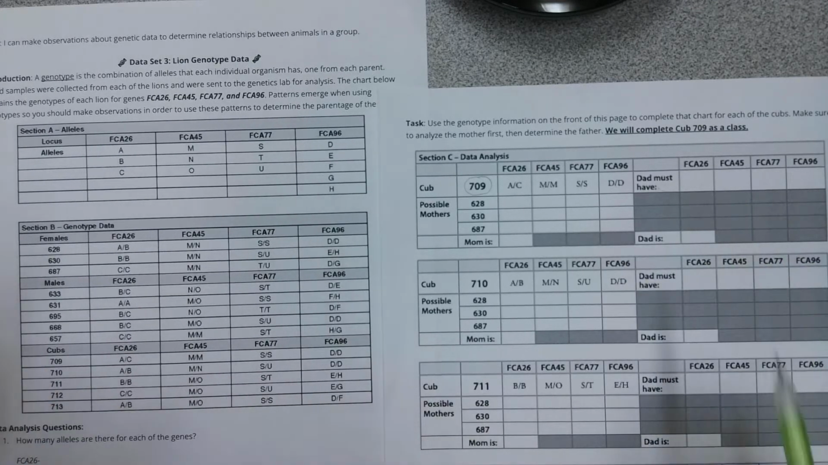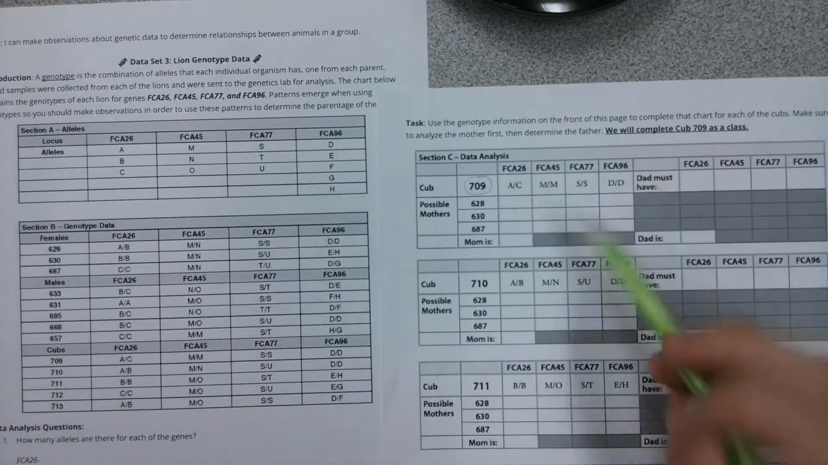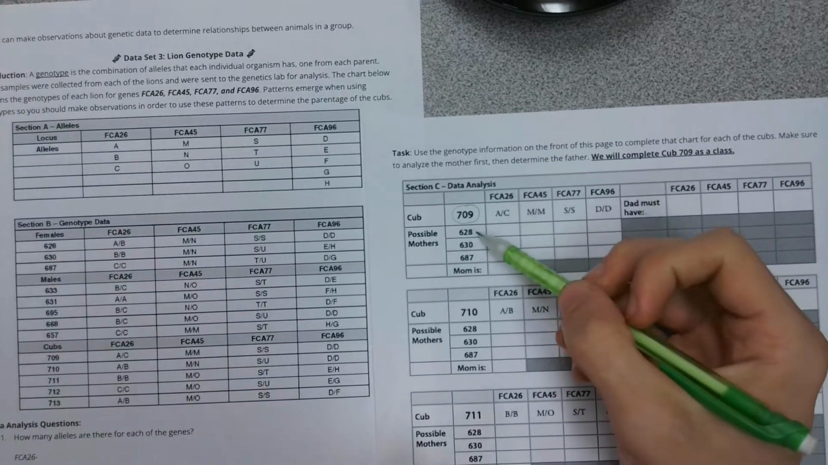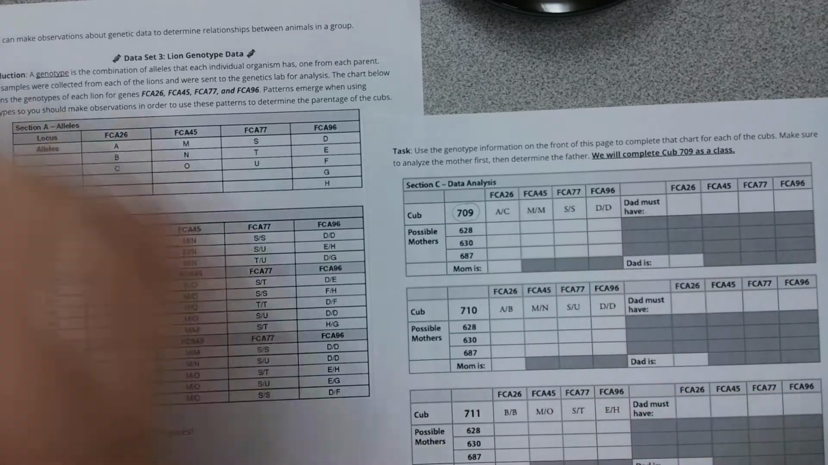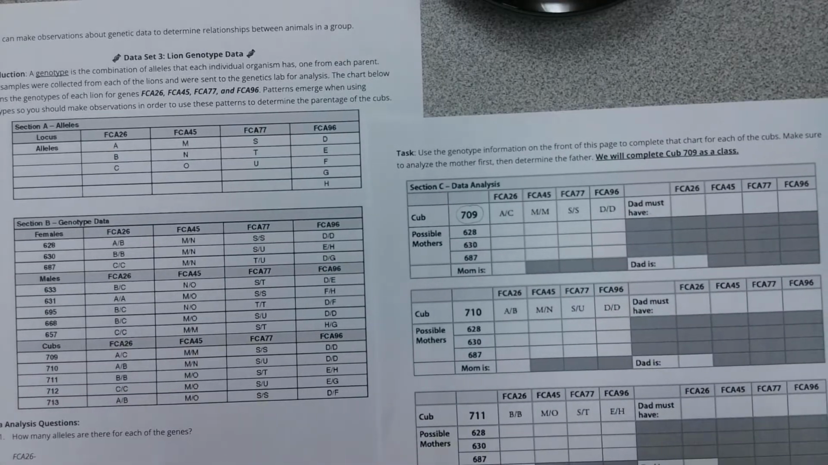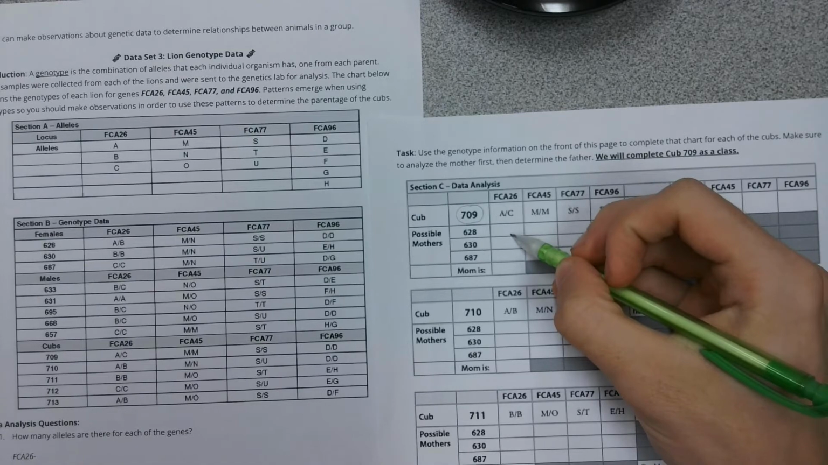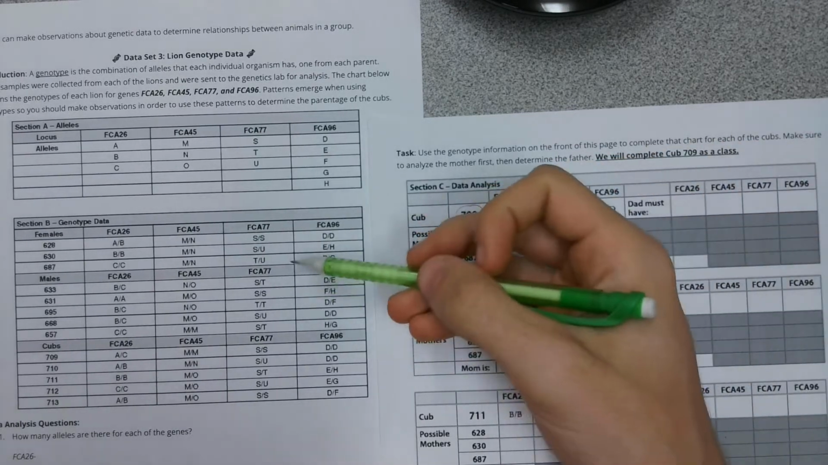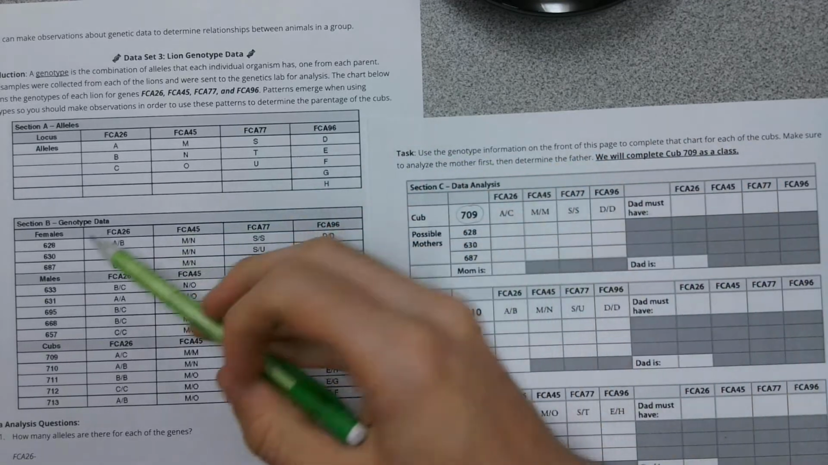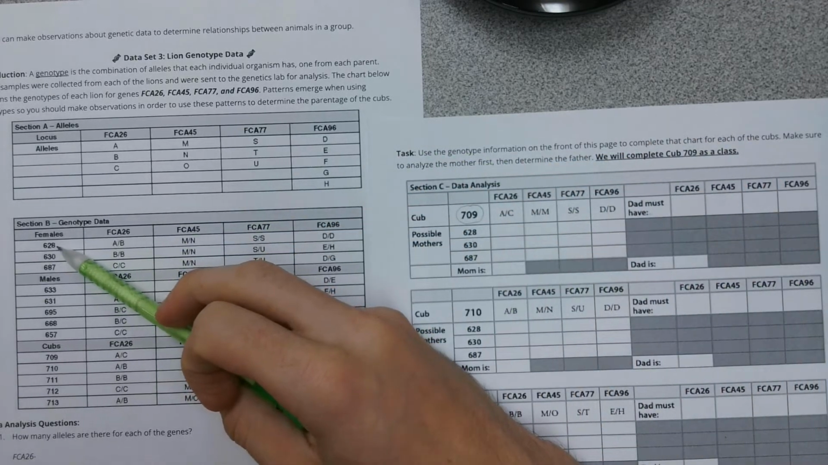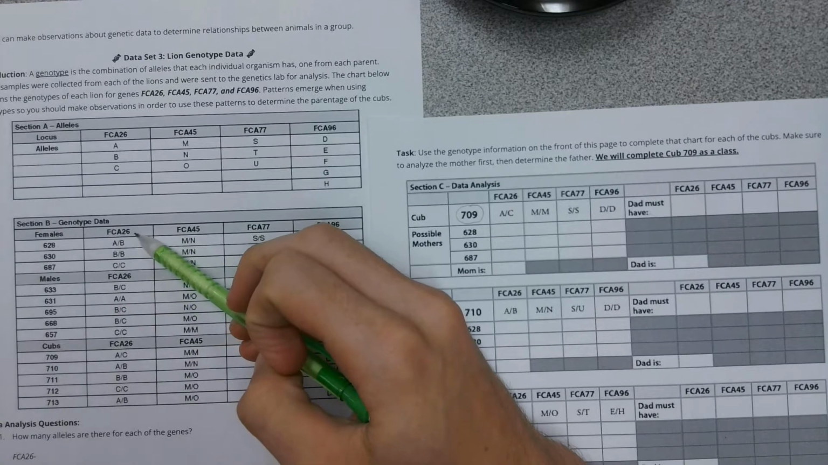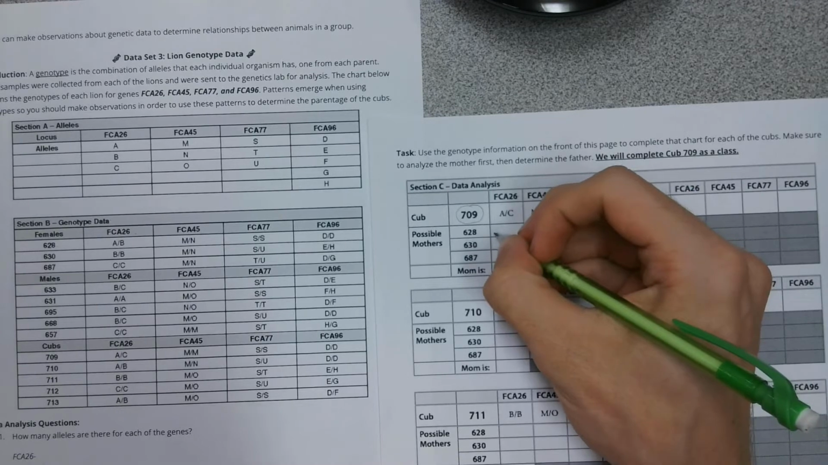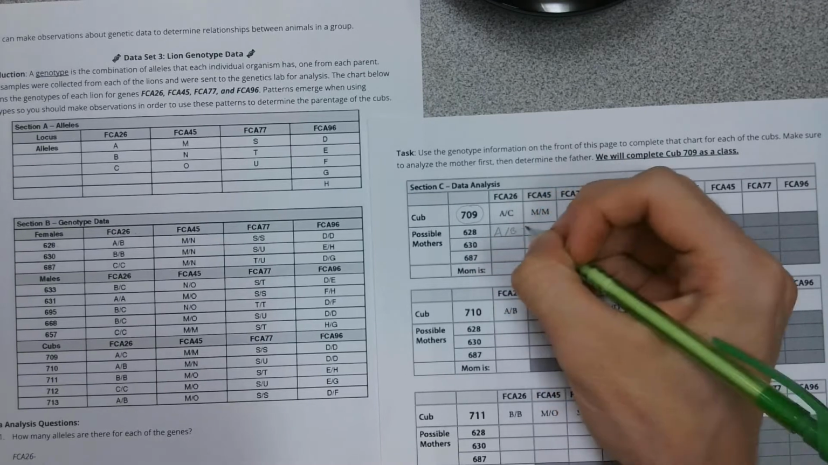So let's just try and work this out. Let's try and work through cub 709, okay? And our first potential mother is 628. Well, how do I figure out what alleles mother 628 has on gene 26? I'm going to look back here at my chart on the left as a reference. There's female lion 628, there's gene 26, and what do you know? There are the alleles. So, I'm just going to write AB.